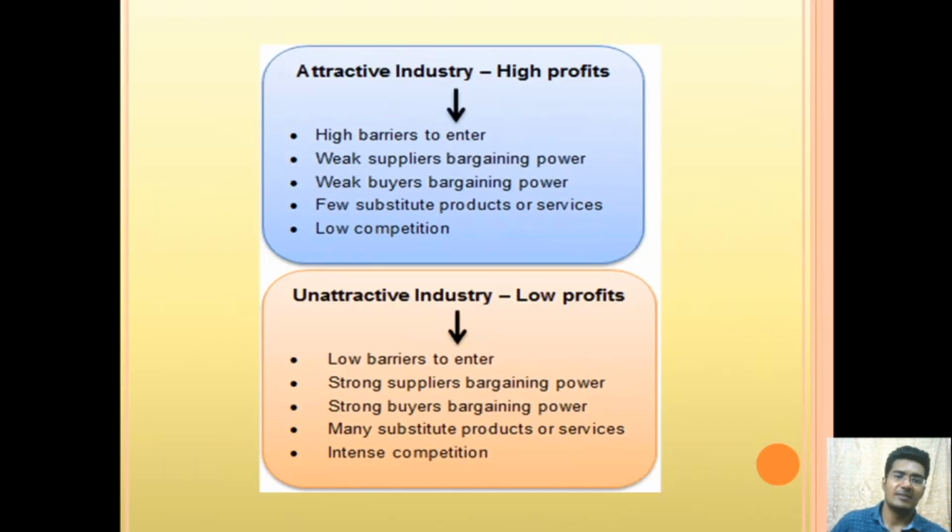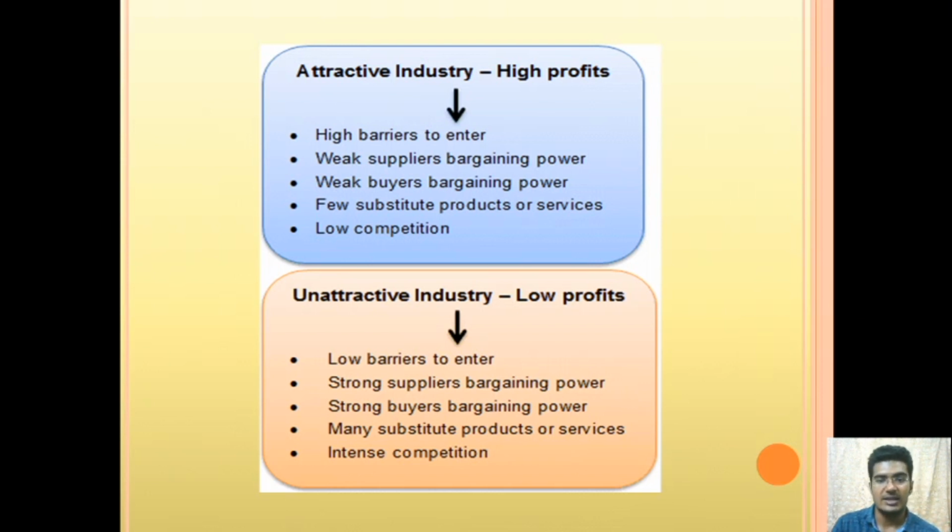And next one is, please have a look at it. This is very, very important. It is like a blueprint, a compressed format of Porter's five forces. If an industry wants to make high profits, it needs attractive features like high barriers to entry, for example capital and technological advancement.